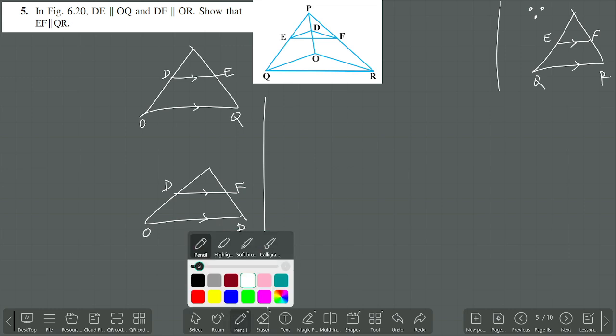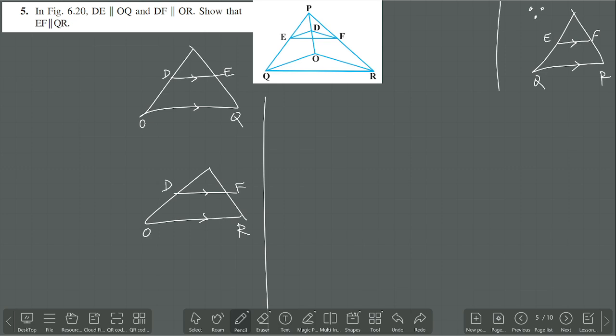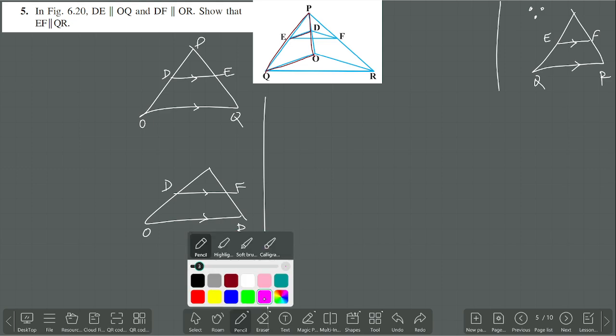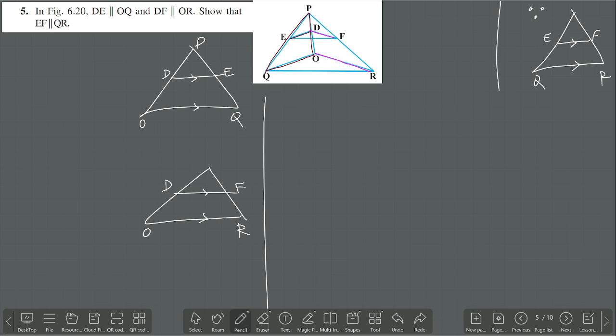Now we have to find the top name for each. Shall we find? What is the top name? DE, DE parallel to OQ. Then what is the top name? P. It's coming in this triangle. Have you noticed it? P for this. And here DF parallel to OR. This also goes to the corner of the figure. What is the top name for this also, my dear? P. Right. Third one, here we have EF parallel to QR. It's the full length of the triangle. Then what is the top name? P. Am I right?